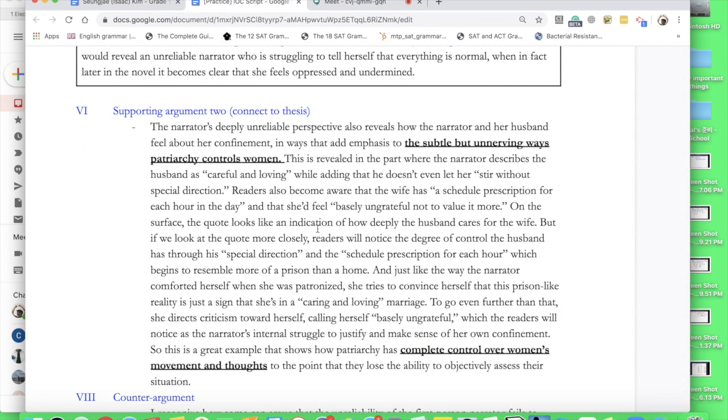And the second argument that I brought for the IOC is that the narrator's very deeply unreliable perspective reveals how the narrator and her husband feel about her confinement, but it also adds emphasis to the very subtle but very unnerving ways that patriarchy controls women.